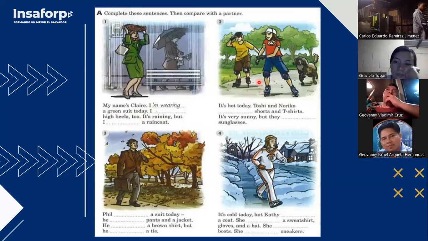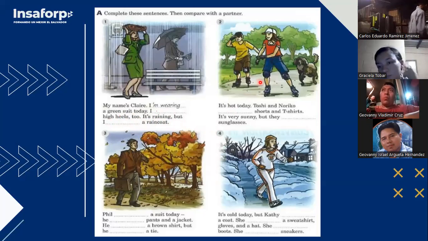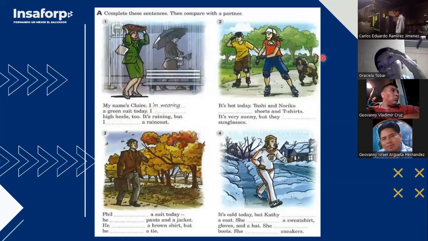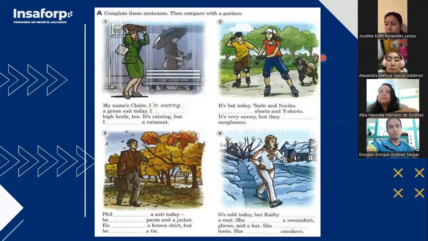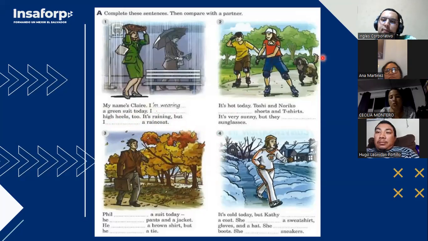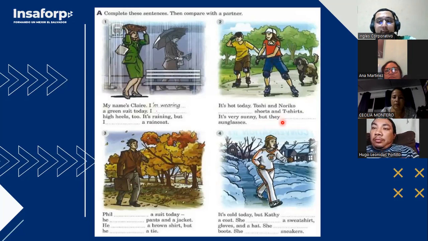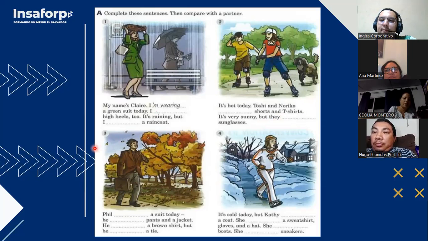Who is going to help me with number two? It's hot today. Toshi and Noriko are wearing shorts and t-shirts. It's very sunny, but they are not wearing sunglasses. Okay. What about number three?